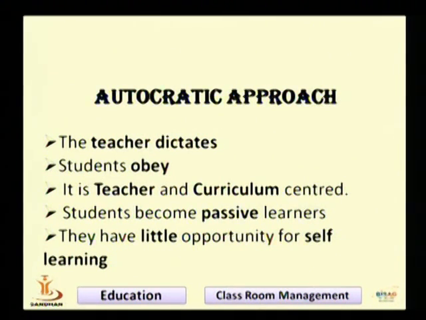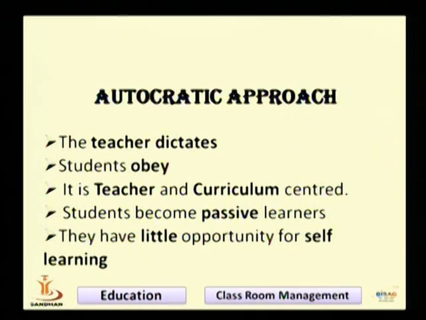whatever he says, students have to listen. On the other side, what would be the state of students? Simply, they have to obey what the teacher has said. So in the autocratic approach, the teacher dictates and students obey. The teacher is in the center and the curriculum is in the center: the content, the syllabus, the teaching points with which the teacher has come to class.